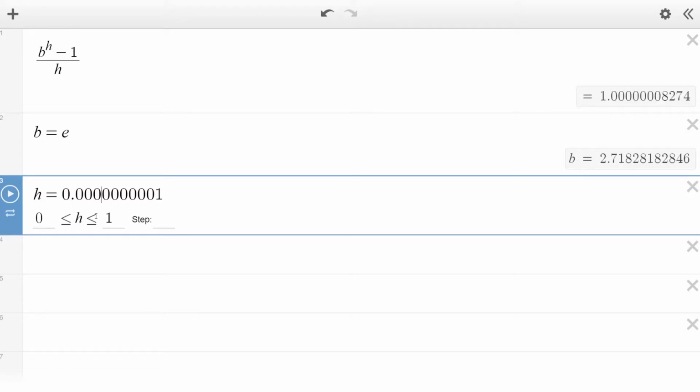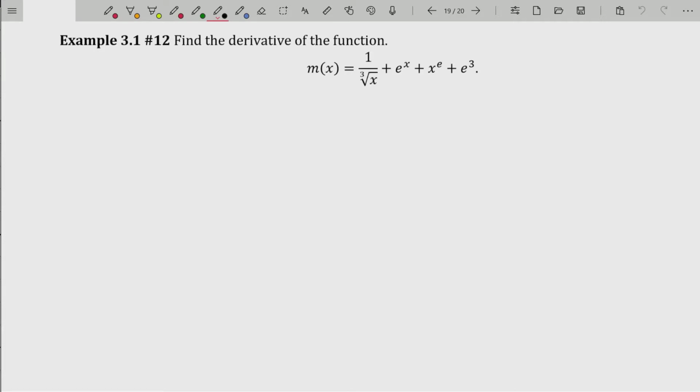But it's a good justification that you can see that the base that affords that fraction to approach 1 as h gets really small is 2.718281828 yada yada yada, which is e. The long and the short of it is the derivative of e to the x is e to the x, and it makes it really nice when somebody asks, hey, find the derivative of this function, and you see part of your function has e to the x.